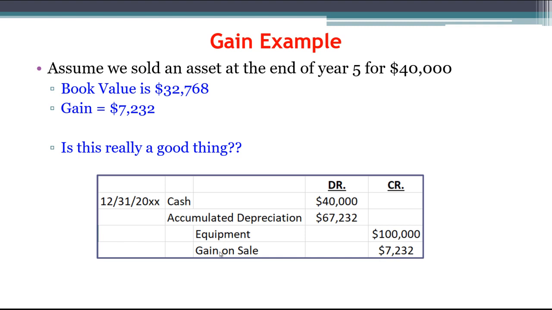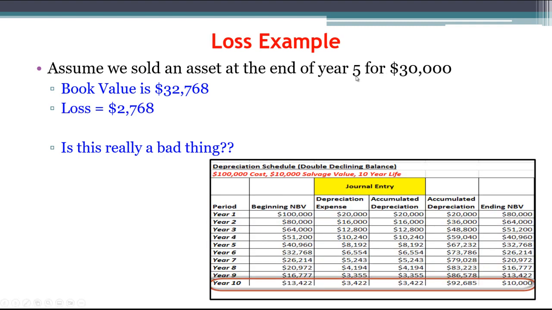We talked about, or we will talk about, why it's slightly different. We're not in the business of selling equipment. We just happen to do it this time. That's the point. In this case, we sold the asset at the end of year 5 again for only $30,000. Remember, at the end of year 5, our net book value was $32,768. We're saying the book value is $32,768. Well, we only sold it for $30,000, so this is a loss of $27.68.